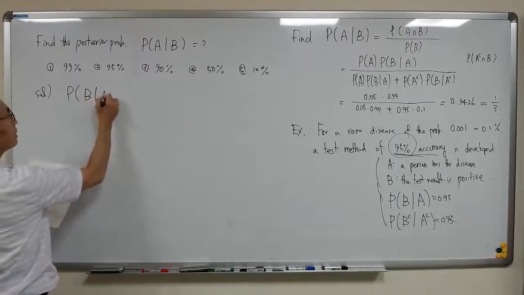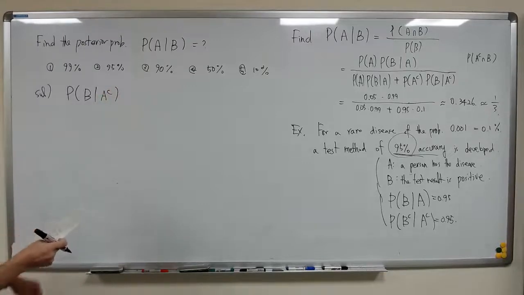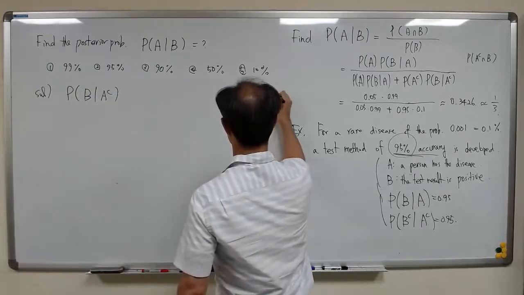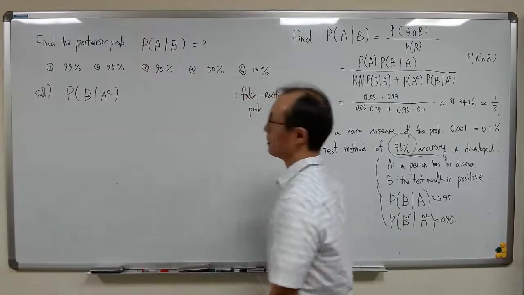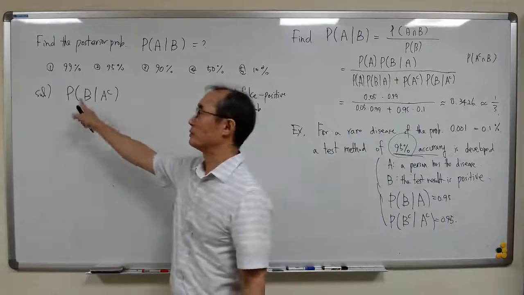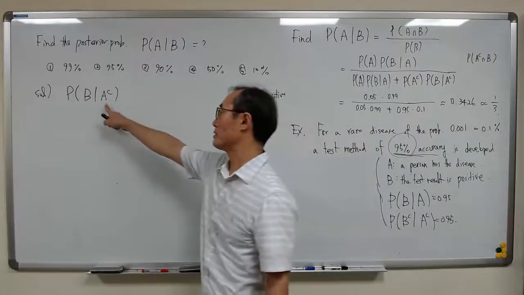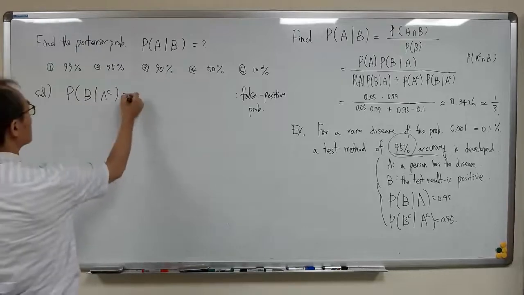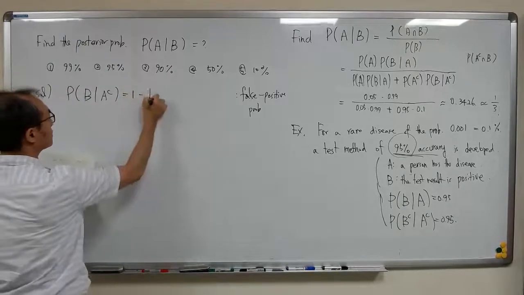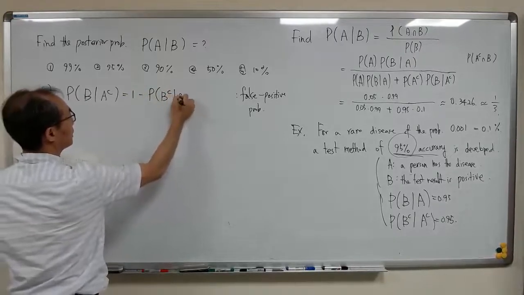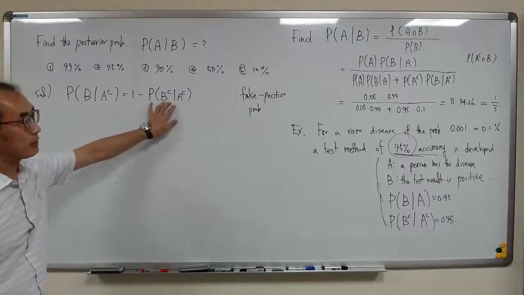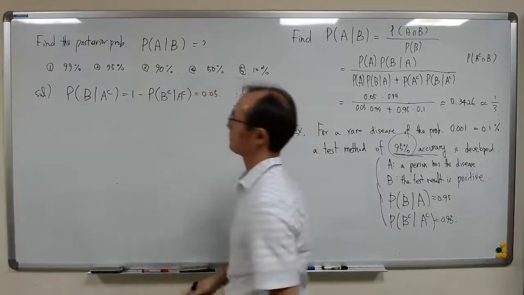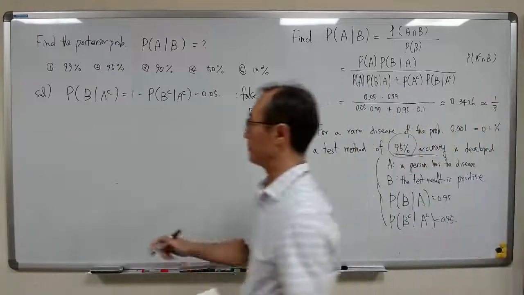Let me first consider the probability of B given A complement, the false positive probability. The test result gives us a positive result although the person does not have that disease. This should be obtained by 1 minus the probability of B complement given A complement. And we know this value is 0.95. So this is 0.05.